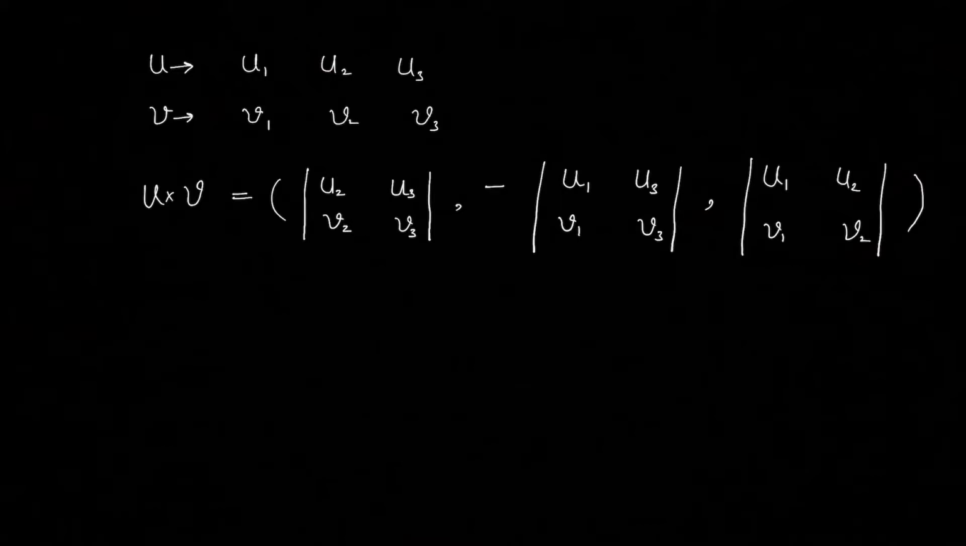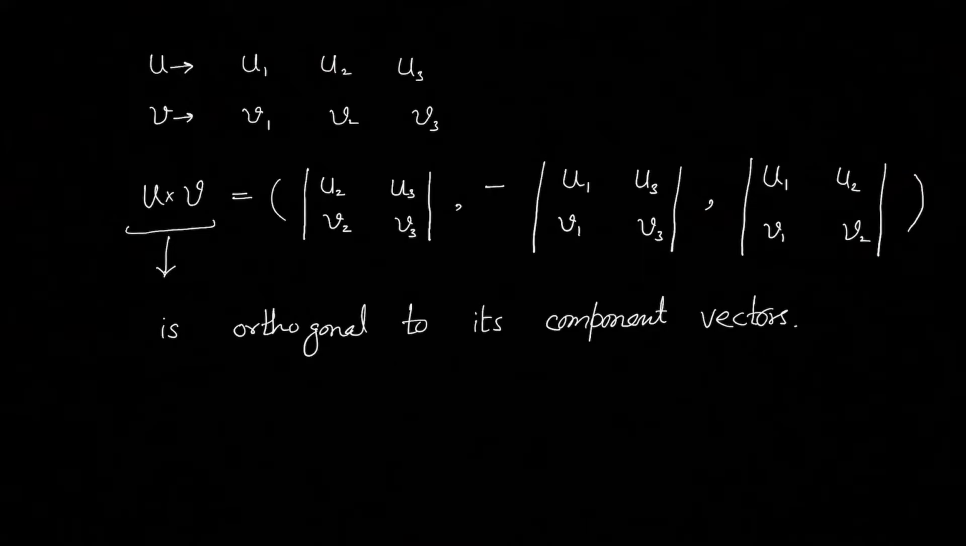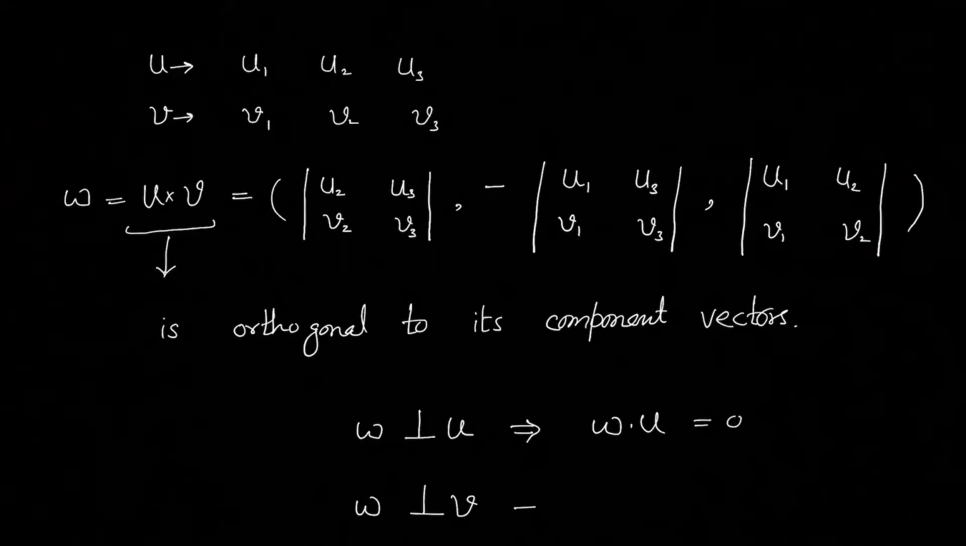One more thing, the cross product of vectors is orthogonal to its component vectors. What does it mean? It means that if this is your W, the cross product of vectors, then W is orthogonal to U and W is orthogonal to V. Orthogonal to U means their dot product will be 0, and likewise with V. Now let us see an example for the cross product of vectors.